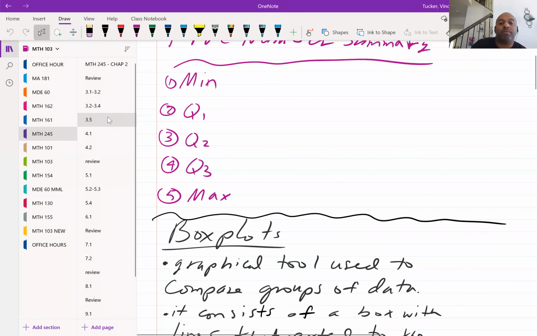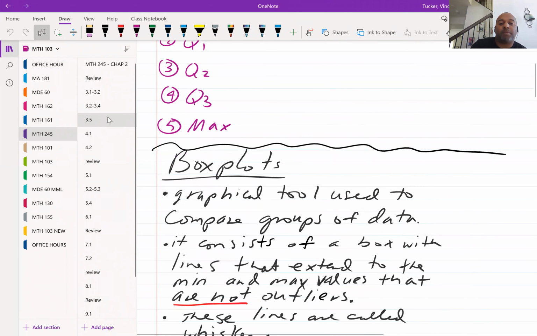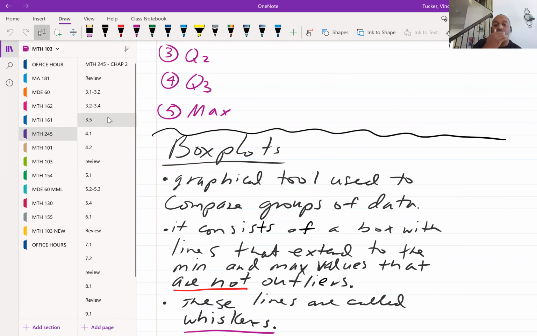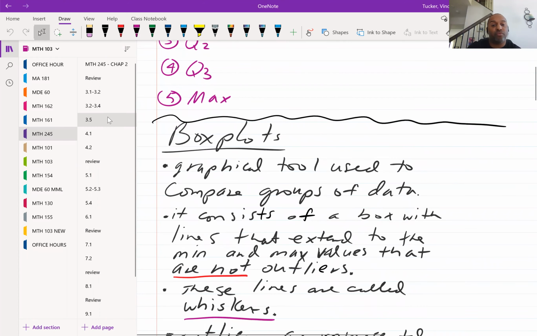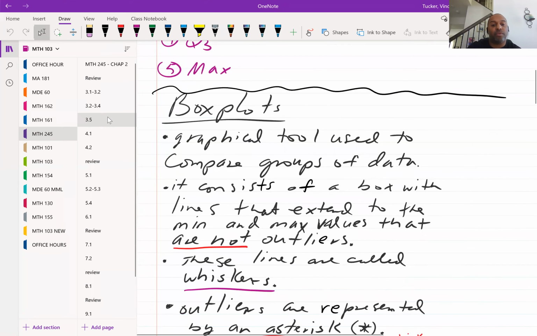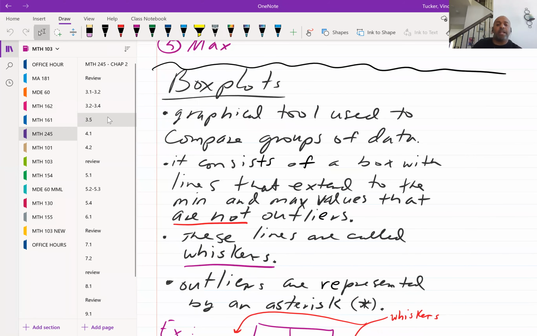All right, scrolling up. Box plots. It's a graphical tool used to compare groups of data. It consists of a box with lines that extend to the minimum and maximum values that are not outliers. These lines are called whiskers. I'll show you an example of that in a second. Just want to make sure everybody is done with the purple. All right. Outliers will be represented by an asterisk.